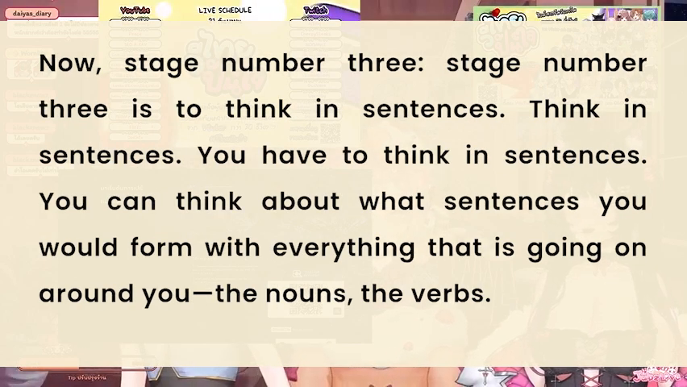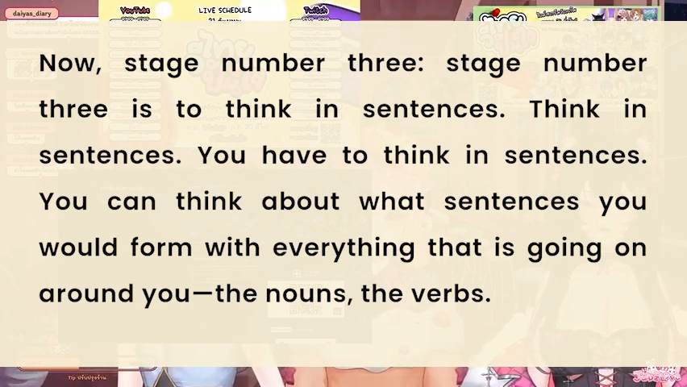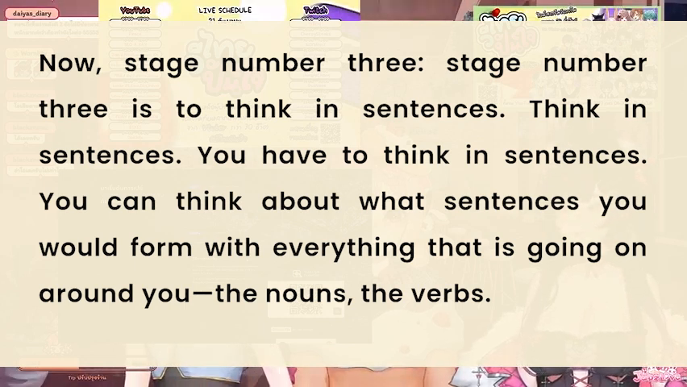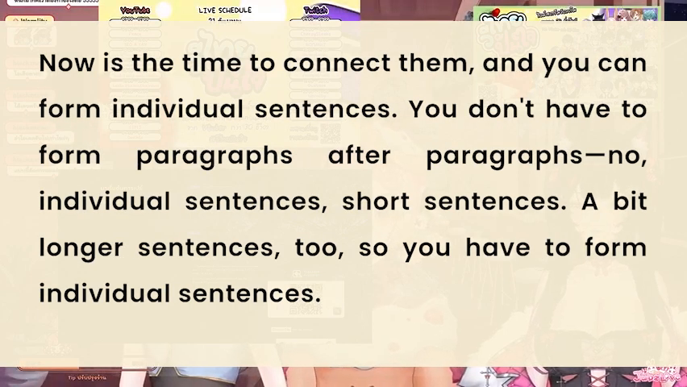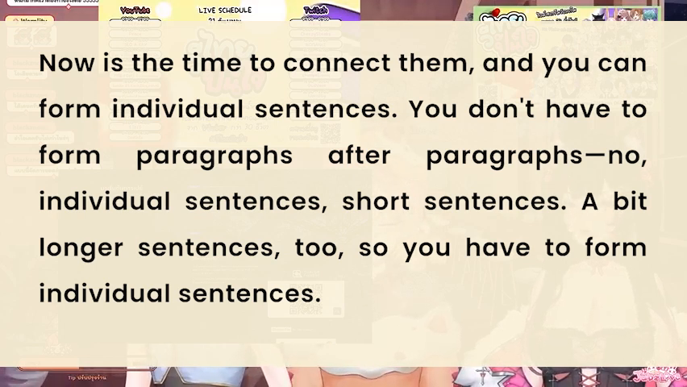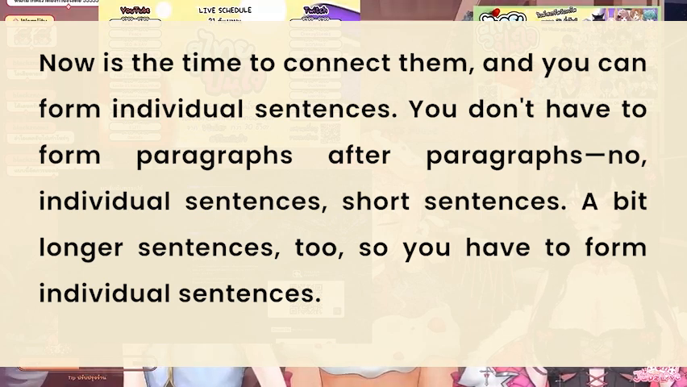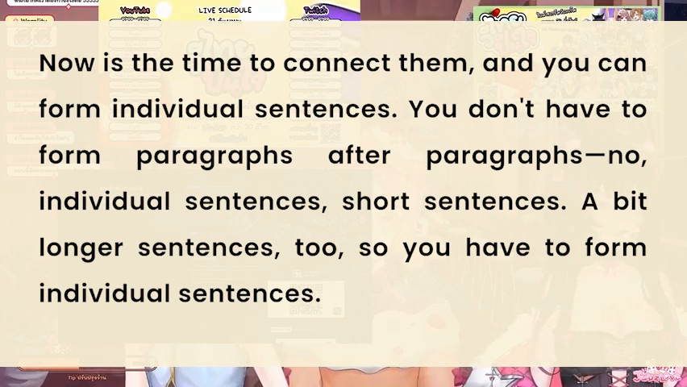Now, stage number 3. Stage number 3 is to think in sentences. You can think about what sentences you would form with everything that is going on around you. The nouns, the verbs. Now is the time to connect them, and you can form individual sentences. You don't have to form paragraphs after paragraphs. No, individual sentences, short sentences, a bit longer sentences too.